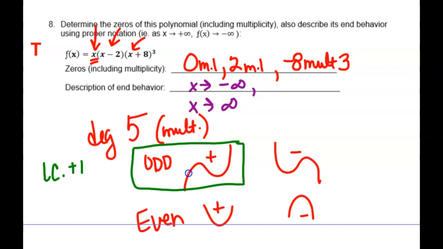What is this one doing on the left? It's going down, which means y is getting negative. And on the right, it's going up, which means y is getting positive. So these two, this one says left, down, and this one says right, up.